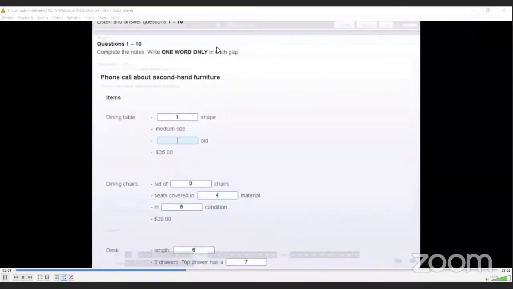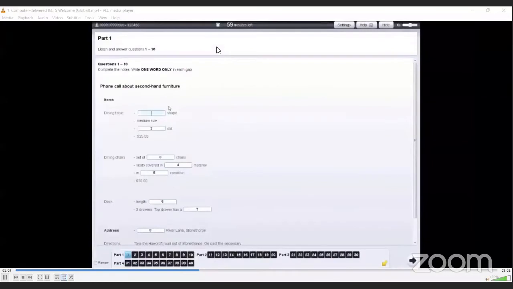When you have answered the question, a line will appear under that question in the navigation bar. You can click on Review if you want to look at the question again later. The question number will be shown as a circle. You can review and change your answers at any time until the end of the test.